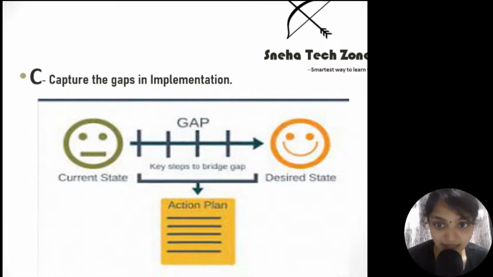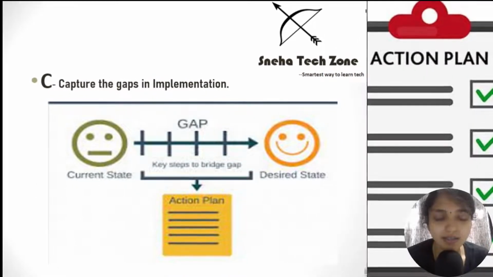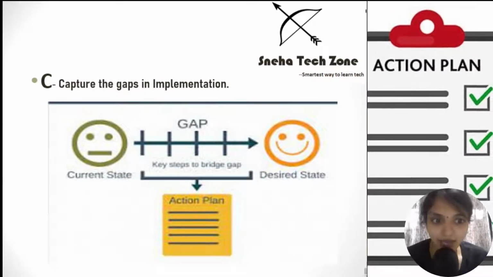Now comes our third step, C. C is dependent on A and B actually. We are trying to capture the gaps in the implementation. In the second step of our process, we just implemented the concepts what we learned theoretically. And now, while implementing, we may come across different conflicts in implementing the things. We may come across because there is a chance theoretical learning is different from practical implementation.